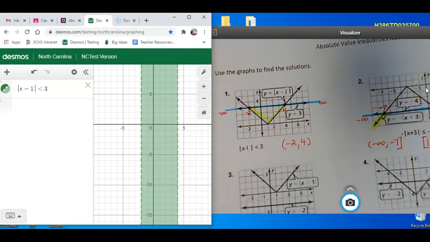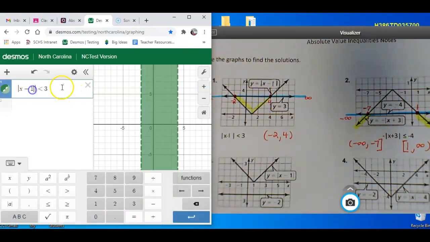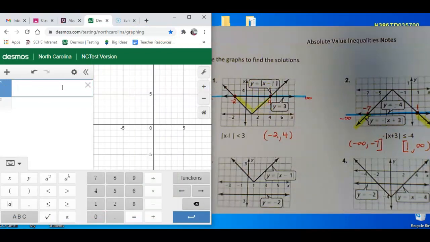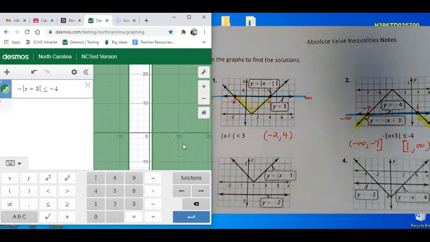Let me show you what number 2 would look like in Desmos. So, I'm just going to retype it, negative absolute value x plus 3 less than or equal to -4. Okay. Again, that looks very different, but I can tell that there's going to be two parts to my answer.